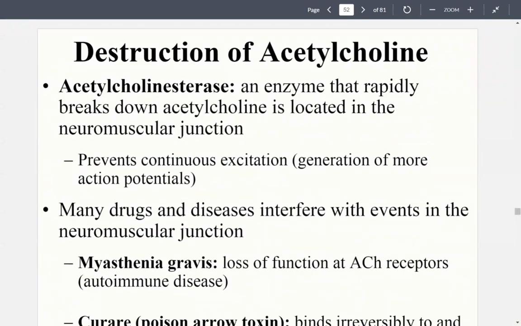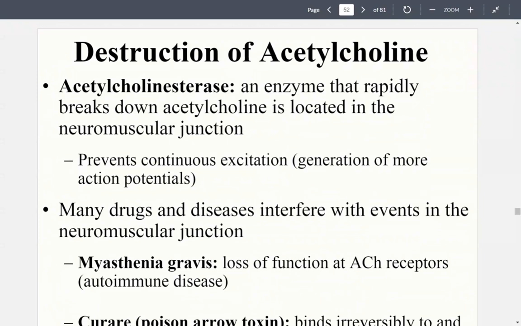Now, acetylcholine is released into the synaptic cleft, and if it is left there, it will continuously open the sodium channels. So we need a way to break it down. There's an enzyme known as acetylcholine esterase, and this enzyme will rapidly break down acetylcholine that is located in that neuromuscular junction. When this acetylcholine is broken down, it cannot continuously bind, which means we will have a limited action potential. We will not have continuous excitation, unless there is something that interferes with that breakdown.